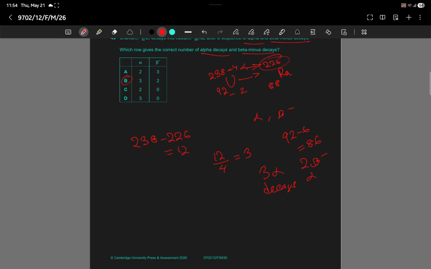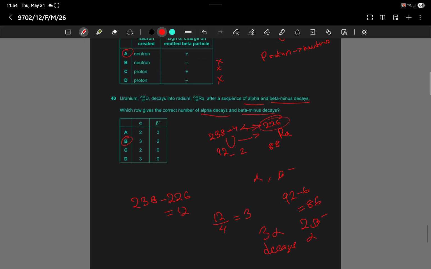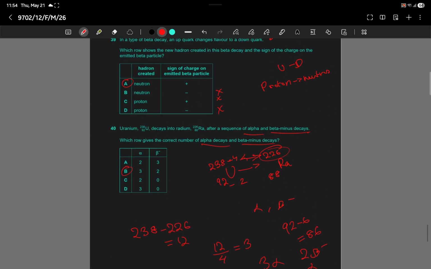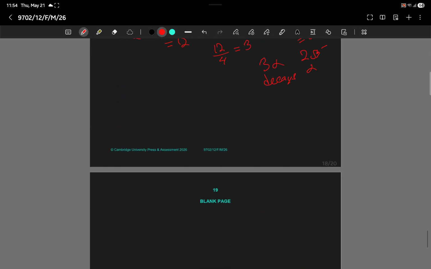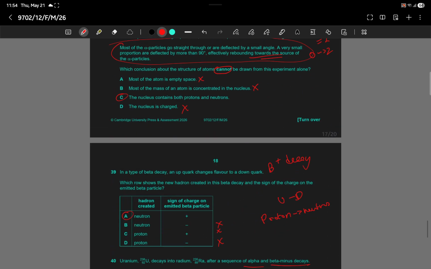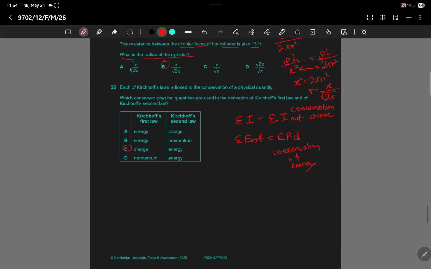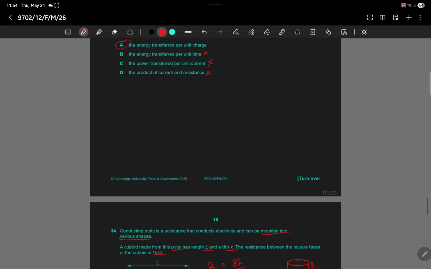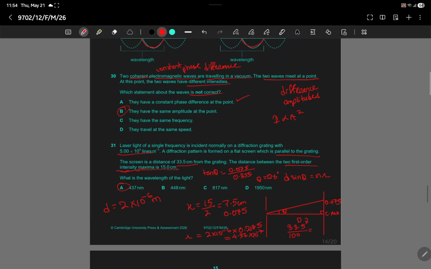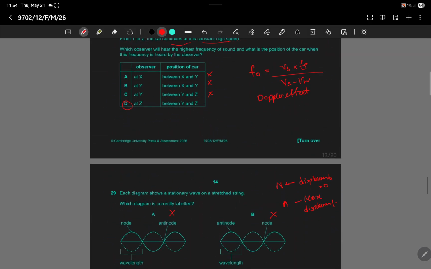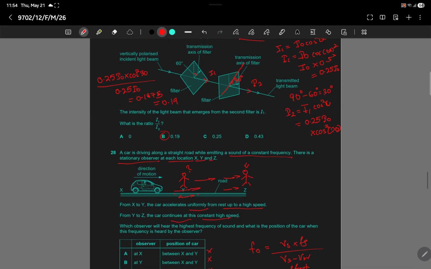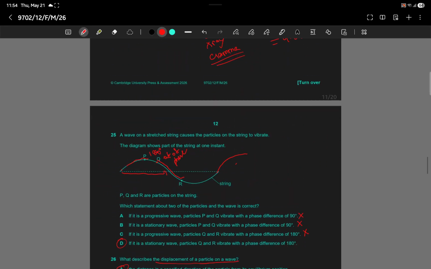Nice, and that is the end of the paper. Hope you guys understood everything. This paper was relatively easy, but a few questions could keep you off guard. For example, 36. And what else? And 31. Yeah, these two questions were probably the hardest in the paper. Rest was relatively easy, I would say.